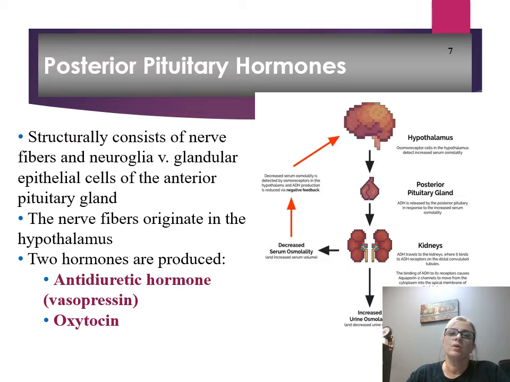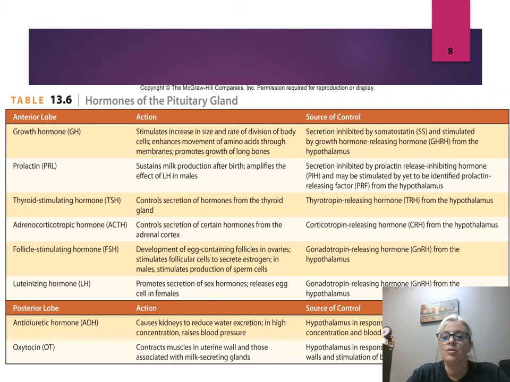The posterior pituitary is made mostly of nerve fibers and some neuroglia, which are non-neuronal cells of the nervous system. It has nerve fibers that originate in the hypothalamus, and two hormones are produced here: antidiuretic hormone, remember that's vasopressin, which is tied to our blood pressure, and then oxytocin. Here's another really good summary chart.